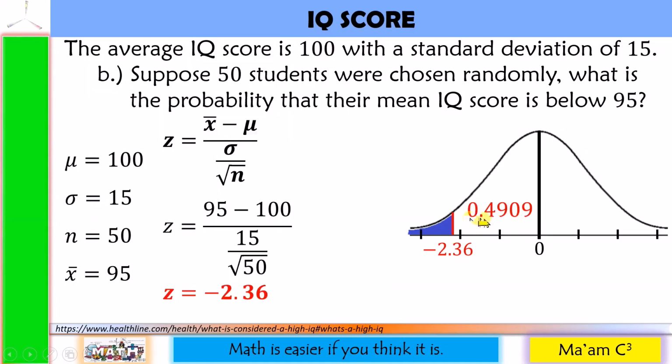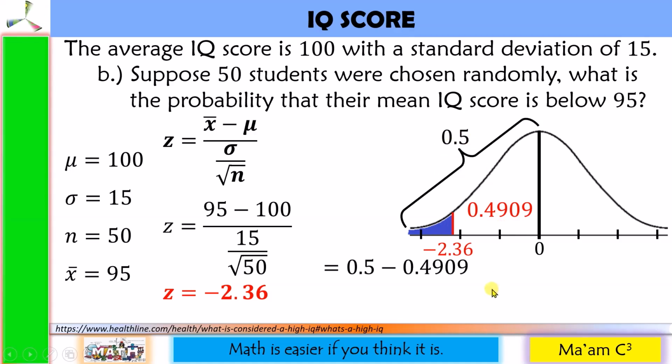2.36. But again, we are not looking for this area. We're looking for this. So to solve for this, we know that half of a normal curve is 0.5. So to compute for this area, 0.5 minus 0.4909. And this will give us 0.0091. I cannot write this anymore here. It's too little. So I'll just move the decimal point 2 places to the right, 1, 2, and this is 0.91%. Let us now answer the question.